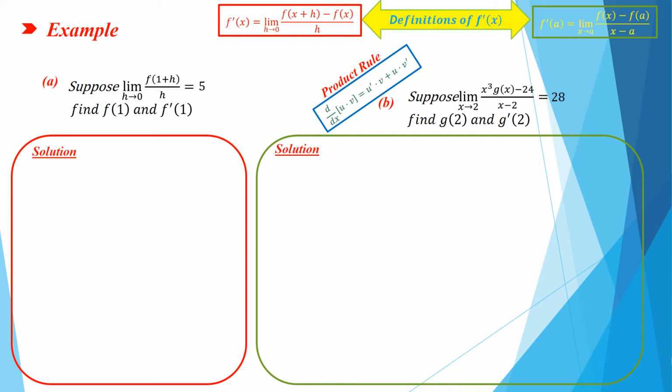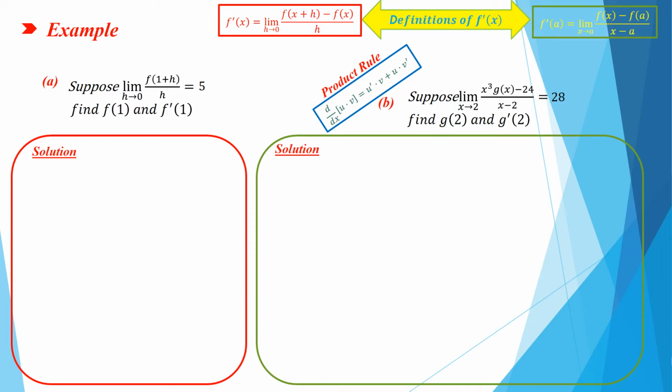Hi everyone, in this video you have to find f of 1, f prime of 1, g of 2, g prime of 2, but using the definition of the derivative, because the given thing in these questions is a limit for a function. So you have to compare this function by the first definition of the first derivative or the second definition of the first derivative.